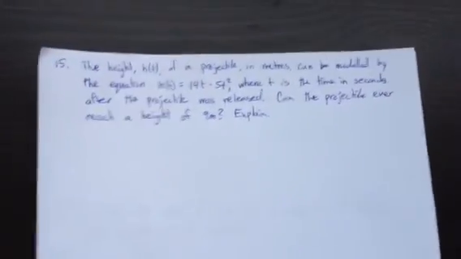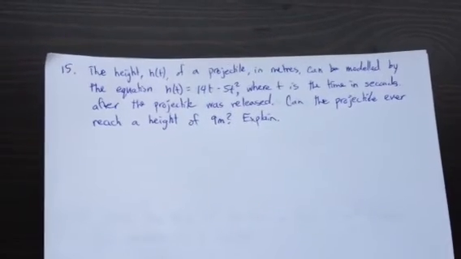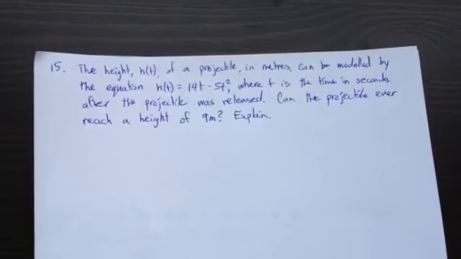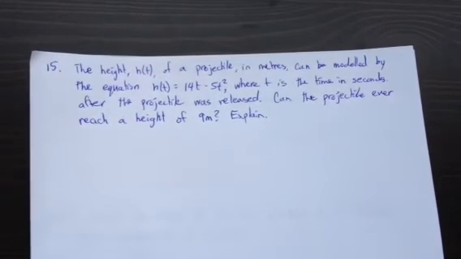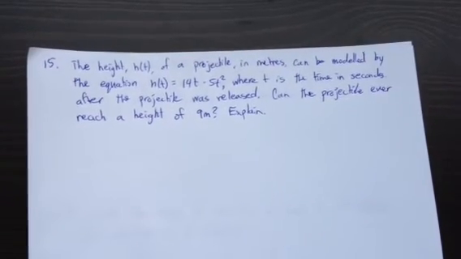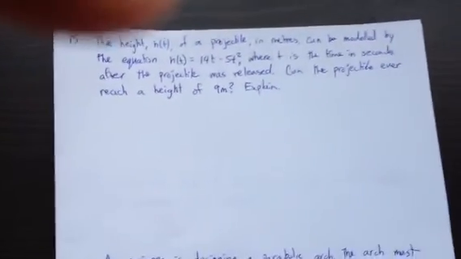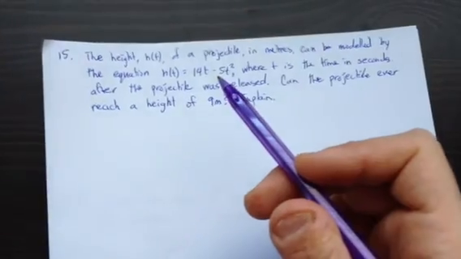Okay, let's move along here. If we take a look at question number 15 out of your review, it says the height h at t of a projectile in meters can be modeled by the equation h at t equals all that, where t is the time in seconds after the projectile was released. Can the projectile ever reach a height of 9 meters? Explain. So will this ever hit a height of 9 meters?